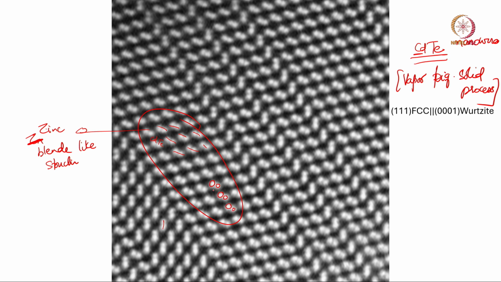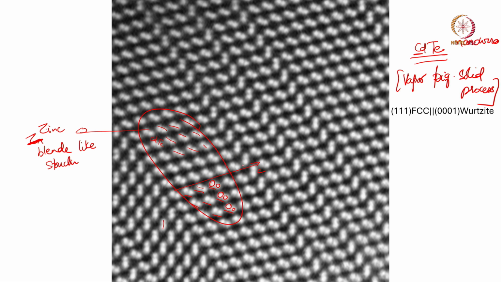So, here I see a zinc blende sort of an arrangement, right. Along all these layers, this is my C axis, okay. Along all these layers the cadmium and tellurium dumbbells are aligned in an ABC sort of stacking. So, this is a zinc blende like structure, right.